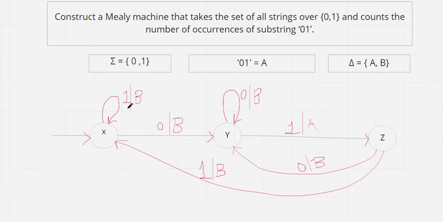Why? See, if a substring is only 1, it will always produce the non-final output, that is your B. If it is 0 only, then definitely it will produce only B. Only 0 1 will be accepted as A, that means on reaching the final input as 1, this only will follow up with A, otherwise all will follow up with B. See, 1 is having A as output.